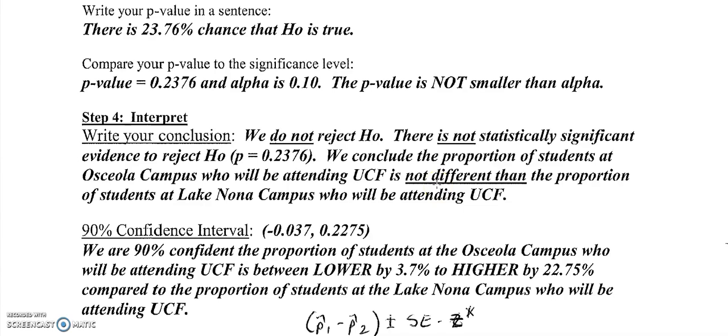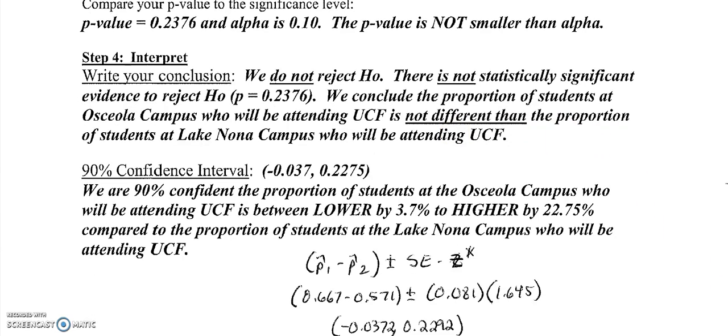So basically, the claim was they're equal, and we do not reject that claim. We do not reject the claim that they're equal. So they're not different than each other. So we can do a 90% confidence interval. Alpha is 10, so we're doing a 90% confidence interval.